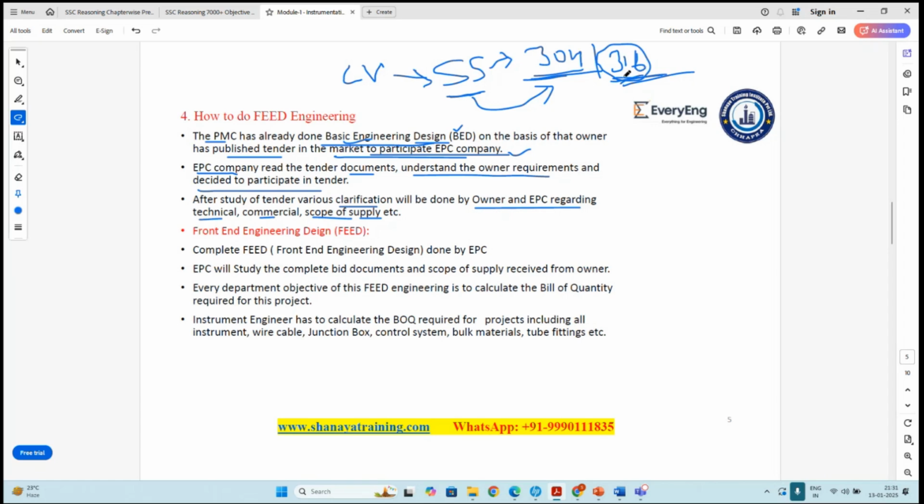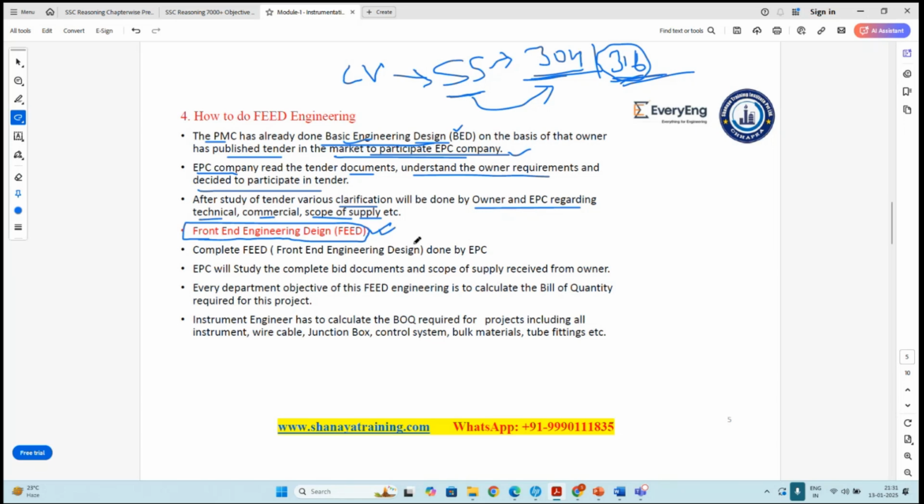Once these things are clear, then we need to do the front end engineering design, that is called FEED engineering. So this is the point where we instrument engineers, we design engineers are required to participate, because here our role will be there. So what is FEED? If anyone has faced an interview, this question may be asked by any interviewer, like do you know how to do the FEED engineering?